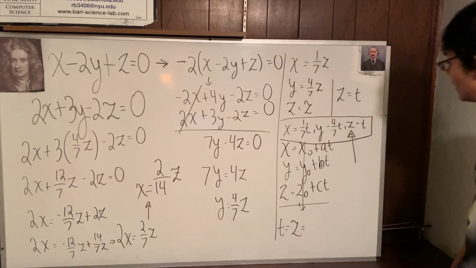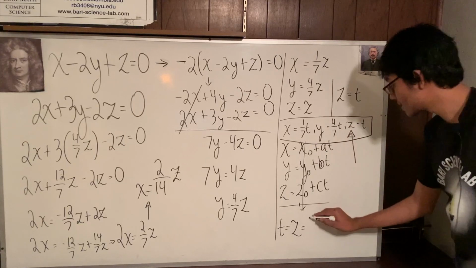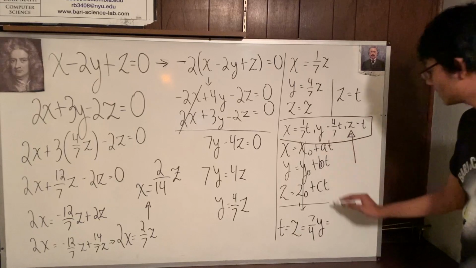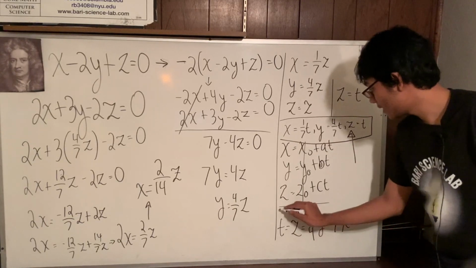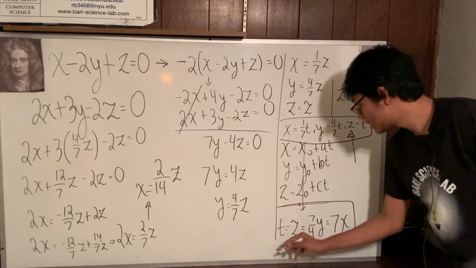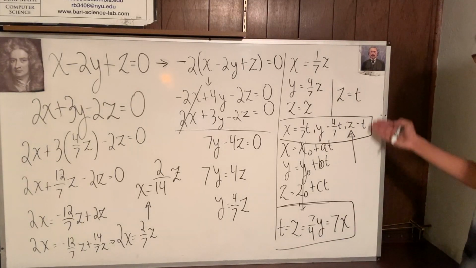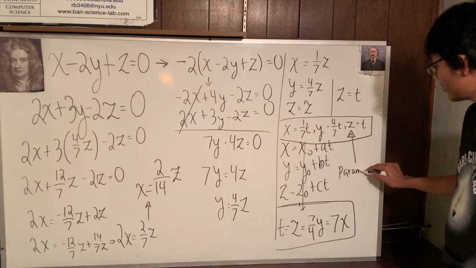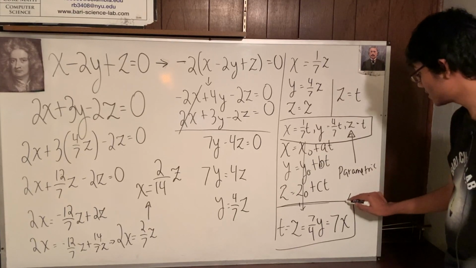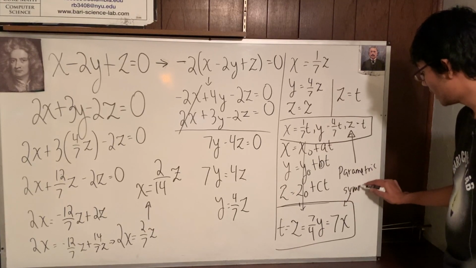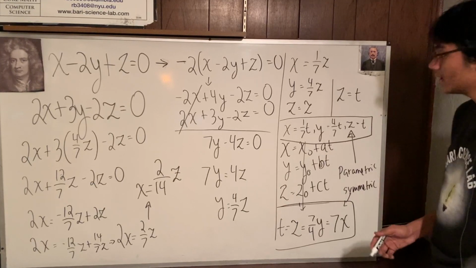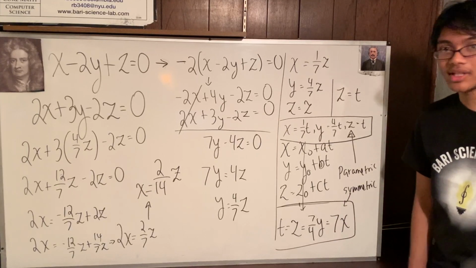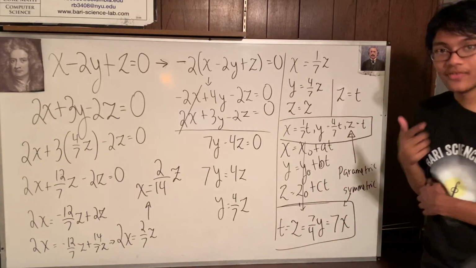T is equal to z. And of course this is going to be 7 over 4y. And of course that is going to be 7x. And that, ladies and gentlemen, is the symmetric form of my three-dimensional line. Here's the parametric form of my three-dimensional line. Here's the parametric. Here's the symmetric. And really that's all there is to finding the intersection of two planes in 3D space. We'll check you out in the next lecture of vector calculus.